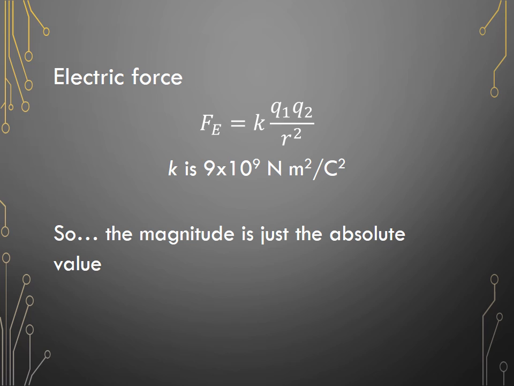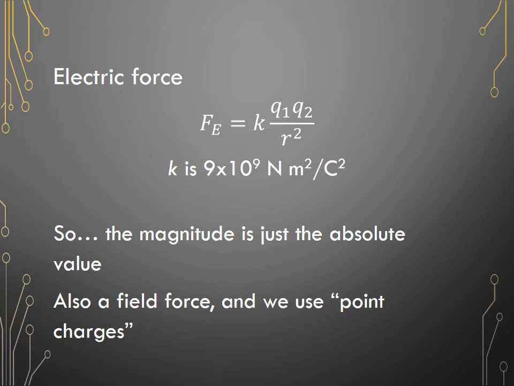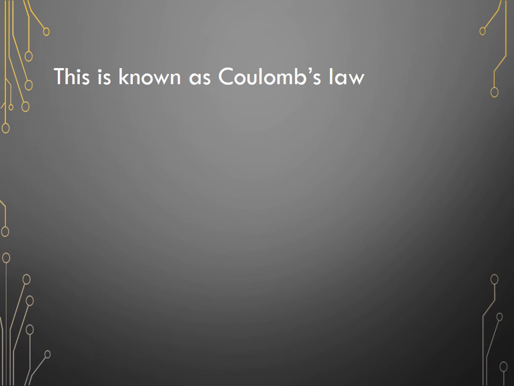So if you look at this, the magnitude of your electric force between 2 point charges is just going to be the absolute value of what you get when you plug in all the values. Because electric force is also a field force, your point charges do not have to be touching. Here R is the distance between the centers of your point charges. If it's not actually a point charge, it will usually be something like a sphere of charge, and then just like we use the center of mass, here you're going to treat objects as a point charge at the center of their charge distribution. This equation is also known as Coulomb's law, so sometimes you'll hear the electric force referred to as the Coulomb force.